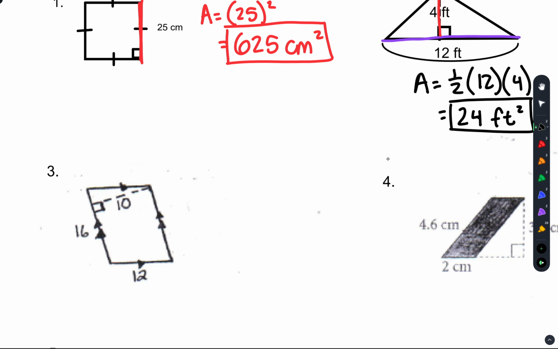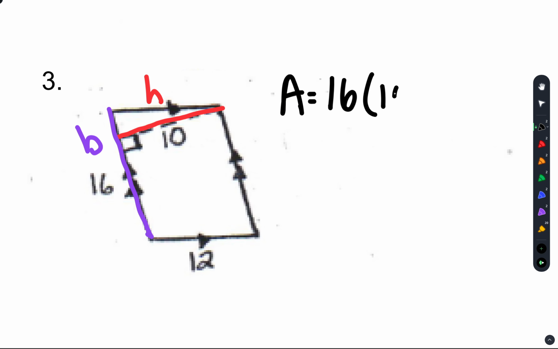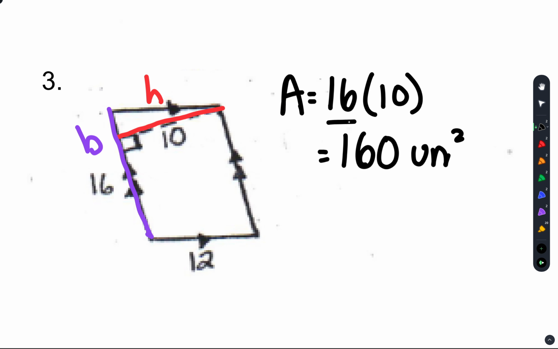Number 3, now I'm looking at a parallelogram, okay? I need to be able to pick a base and a height. So I'm looking for where are things perpendicular. I only see one right angle in this entire diagram, and it's in this corner. So that means this is going to have to be my height, and this is going to have to be my base. If I don't see a right angle, then I do not have the height. So the area of a parallelogram is just base times height, 16 times 10, or 160. And when I don't have a unit, I'm going to write units squared.